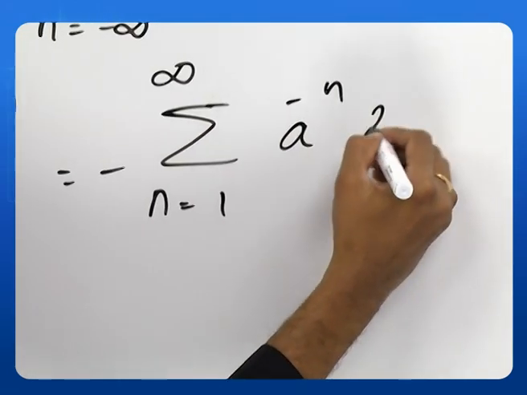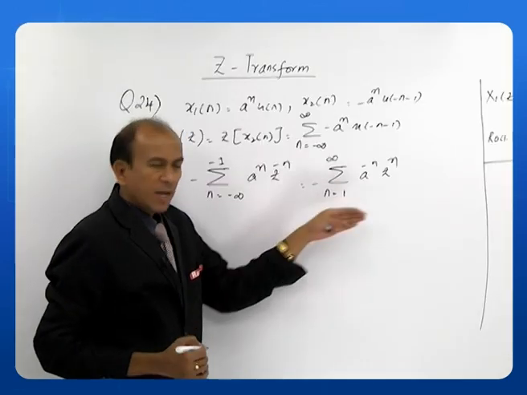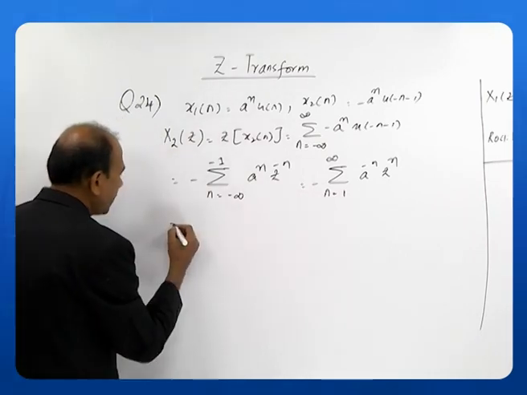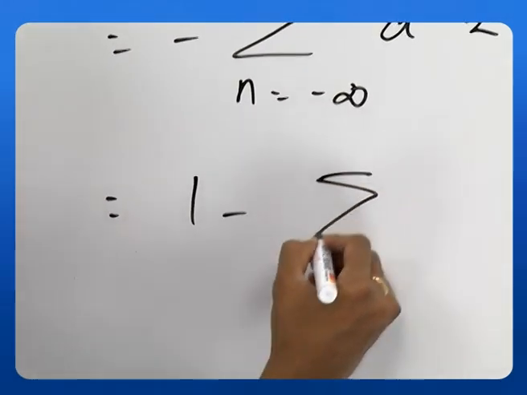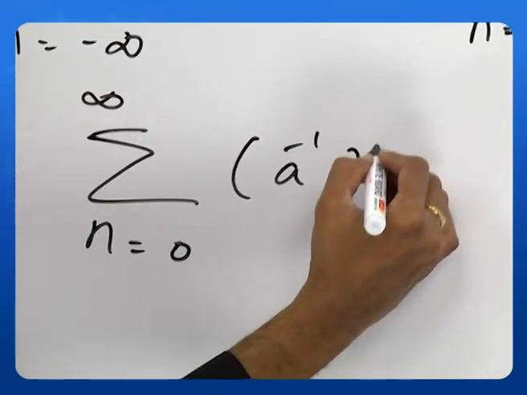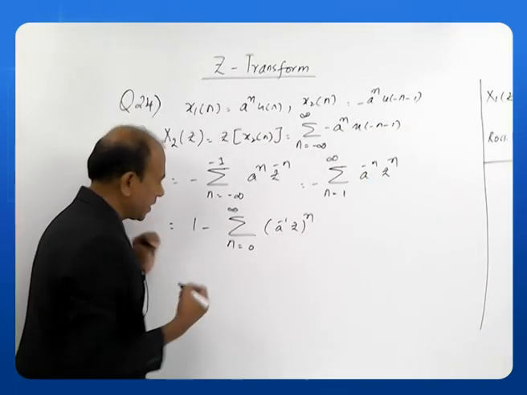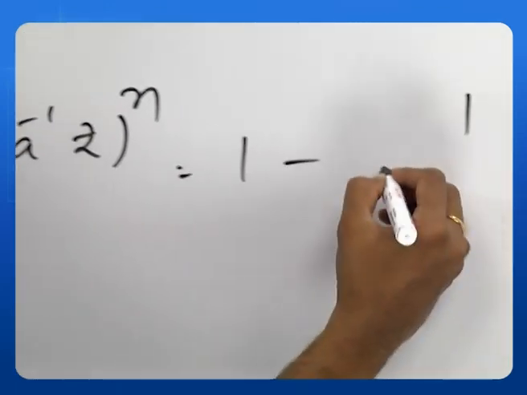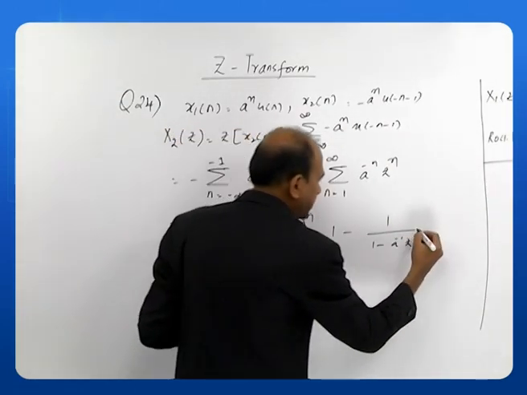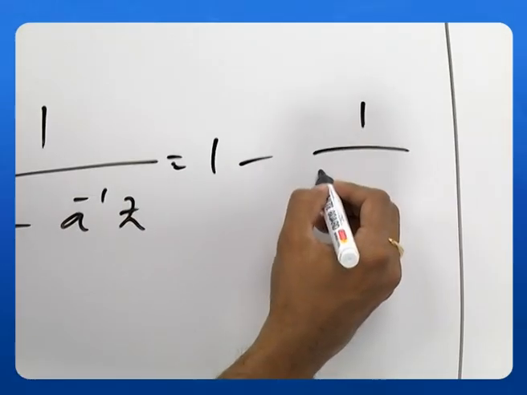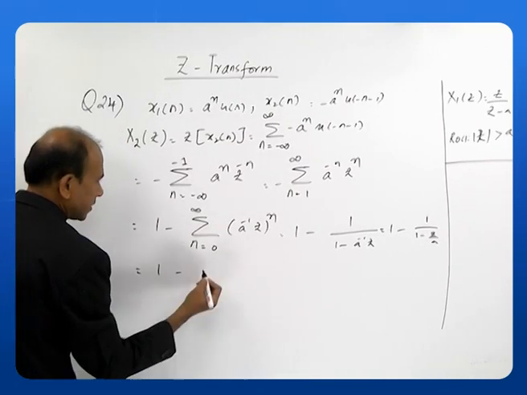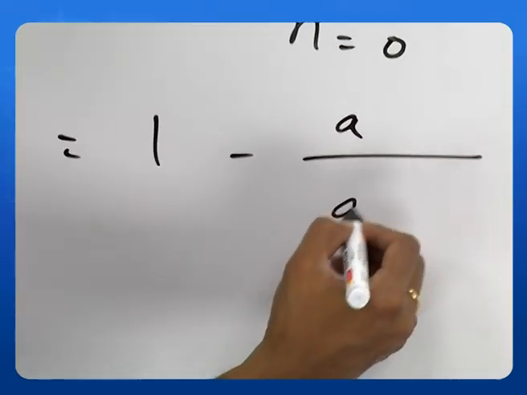This will be minus n, z to the power of n. So, this is what it is. Now, what I will do is shift the summation to start from 0. So this will be equal to 1 minus the sum from n equals 0 to infinity of (a minus 1 z) to the power of n. So this I can write as 1 minus 1 by 1 minus a to the power of minus 1 z. That is nothing but 1 by 1 minus 1 by z by a. So that I can write as 1 minus a by a minus z.